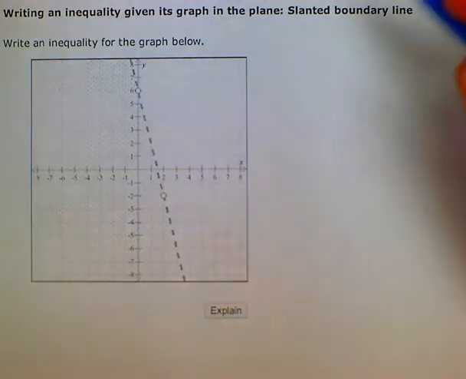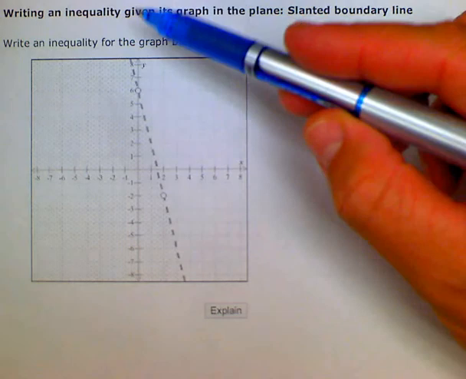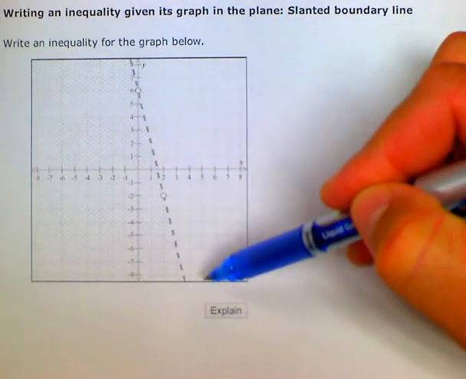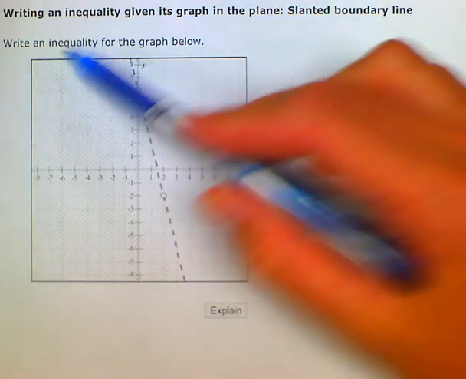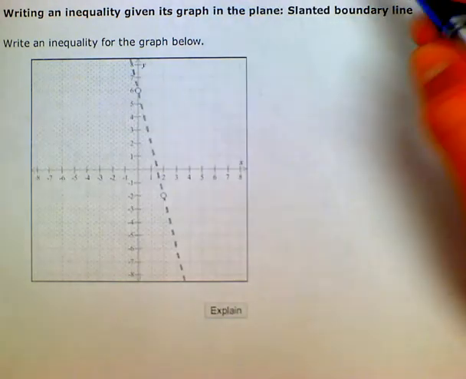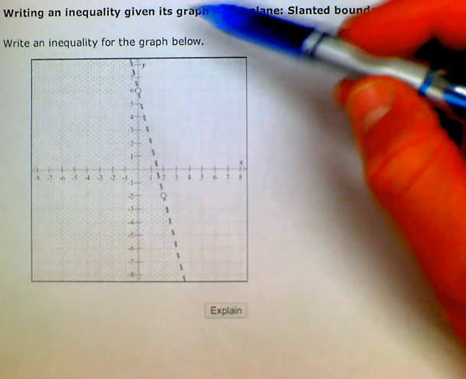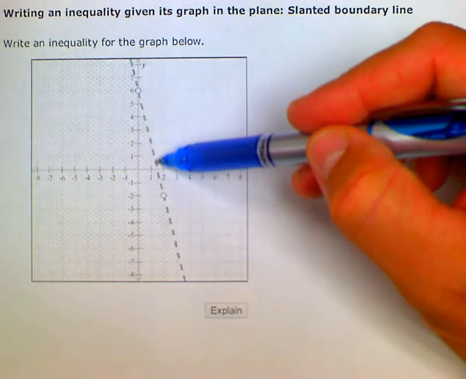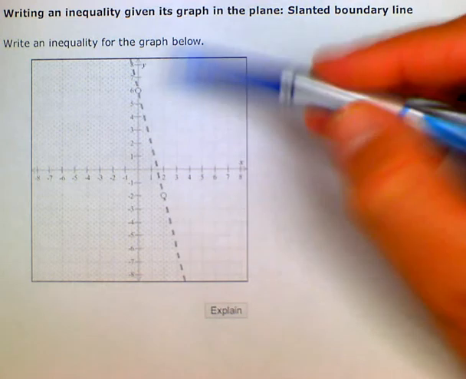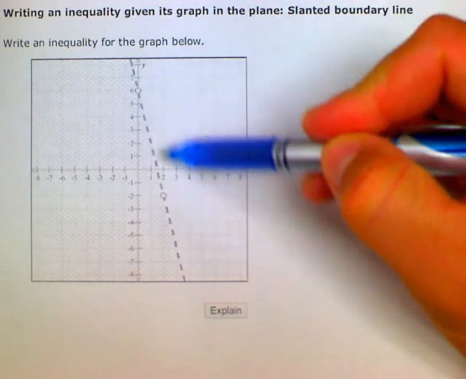Here we're given an inequality, and we're given the graph of the inequality, and we're supposed to write the inequality. The instructions say write an inequality for the graph below. The first thing that we notice is we have a dashed line with an obviously negative slope, and we have 2 points here that are identified for us.